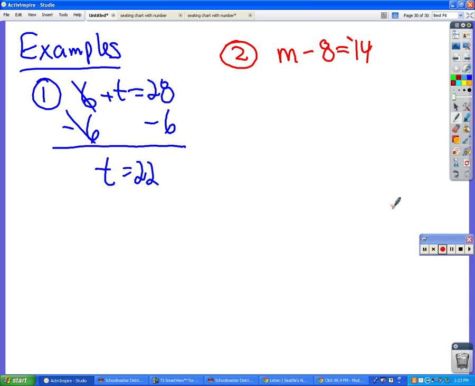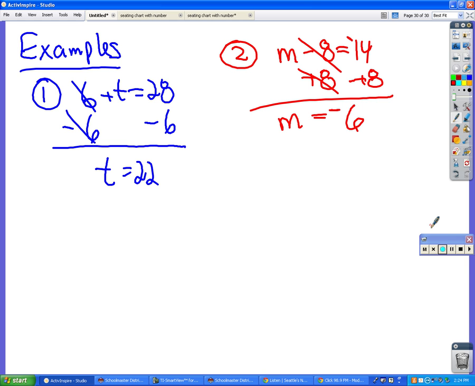M minus 8 equals negative 14. Austin? Okay, good. I'm going to add 8 to both sides because I want to get rid of that 8 from the left-hand side. This time, however, the answer is not 22, because what is true about the 14? It's negative. It's a negative 14. What's true about the 8? It's positive. So if I have two numbers and one is positive and one is negative, what do I do? I subtract them. 14 take away 8 is 6. And since the 14 is bigger, it's negative 6. So m equals negative 6.